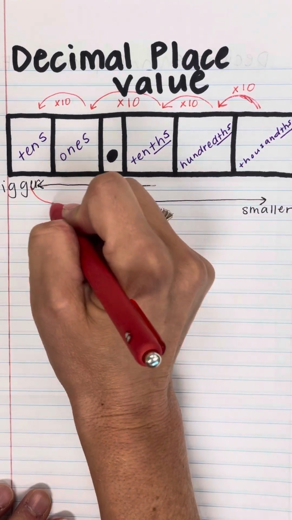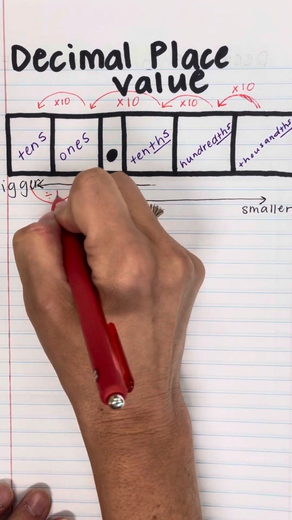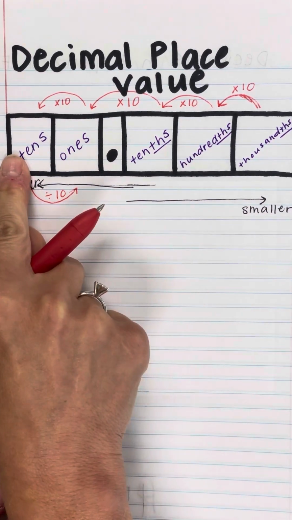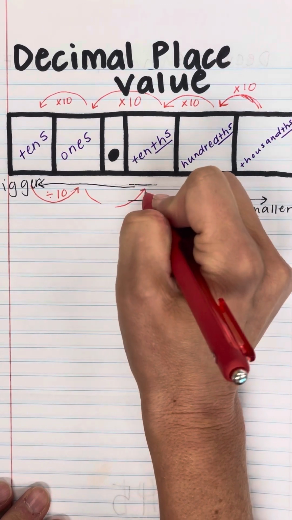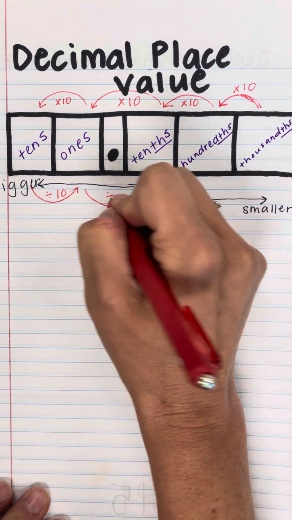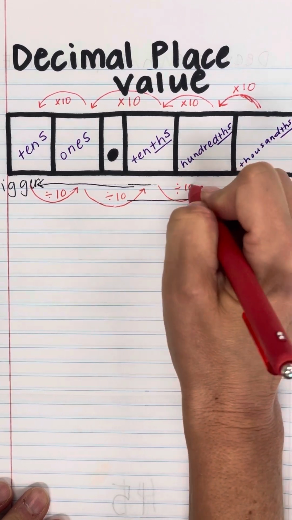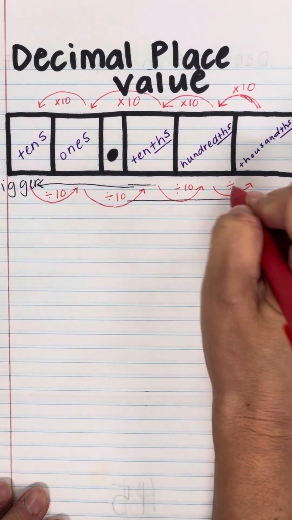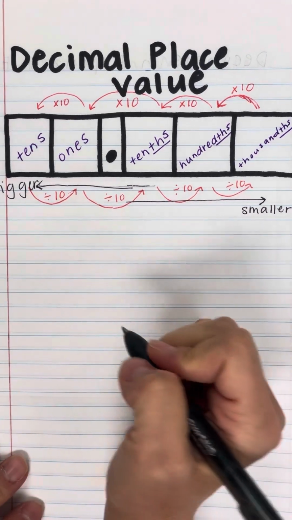However, when we go backwards, like from our tens to our ones, we're actually dividing by 10. So our tens to our ones, we're getting smaller by a power of 10. Same thing over here, dividing by 10, dividing by 10, dividing by a power of 10. So let's practice a little bit.